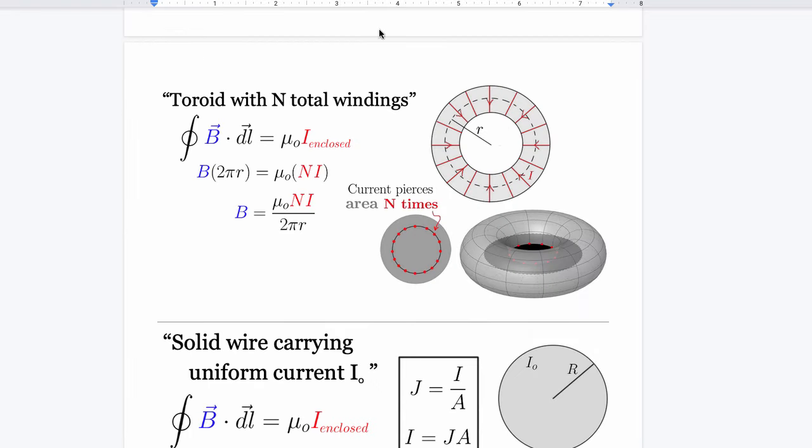So in our total N windings, if you had a toroid that had a total number of windings of N, well, that's just what goes here. So you'd get N times I, because you have N I's that get pierced through that area. You divide, you get B for a toroid or a torus as mu naught N times I over 2 pi r. So that's the toroid, not too bad. Those are the three that are like the classic Ampere's law examples.